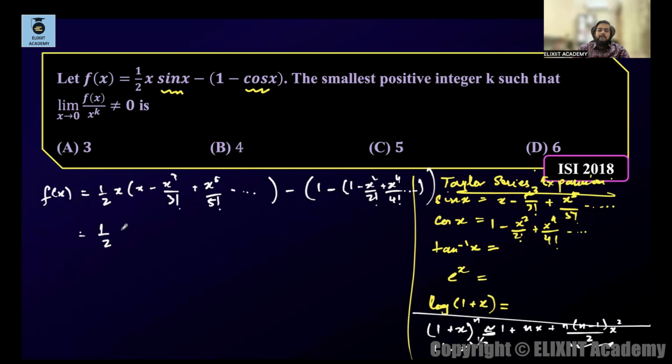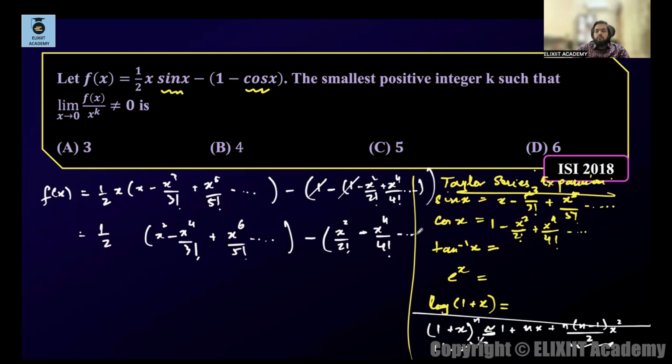So what we do, half times of x into, let's simplify this thing, half times of x into x minus x cube by 3 factorial plus x to the power of 5 by 5 factorial. Let's multiply this x and increase the power. So x into x is x square, then x to the power of 4 by 3 factorial, and x to the power of 6 by 5 factorial. And here you can see 1 and 1 cancel out. So minus of minus is plus x square by 2 factorial, minus x to the power of 4 by 4 factorial and so on. So we are left with this thing.